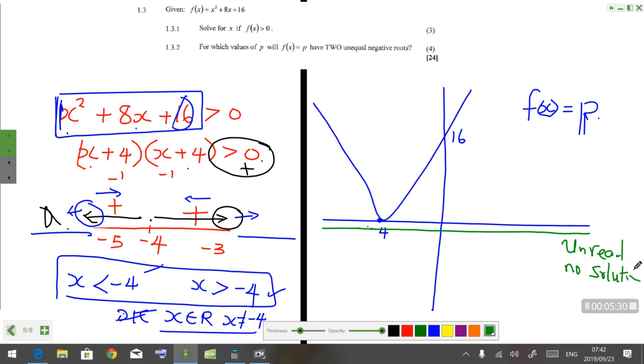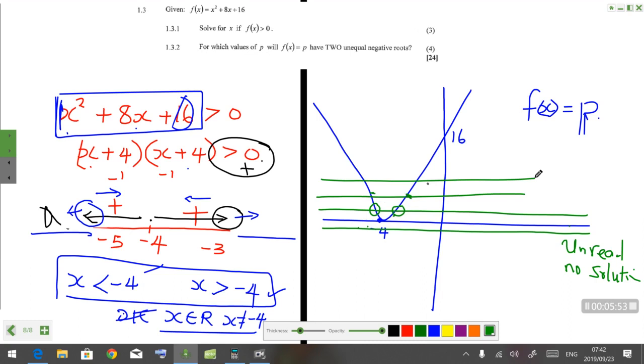No solution there. All right. Now, if I move this graph up, my x-axis, sorry, up a little bit, what do I have? I have two points of intersection, and those values are negative, remember? And I want what? Two negative roots, and they're not equal. Check again. If I move it, I have two negative values which are not equal. If I move it again, I have two negative values which are not equal. If I continually move, I'm moving my x.